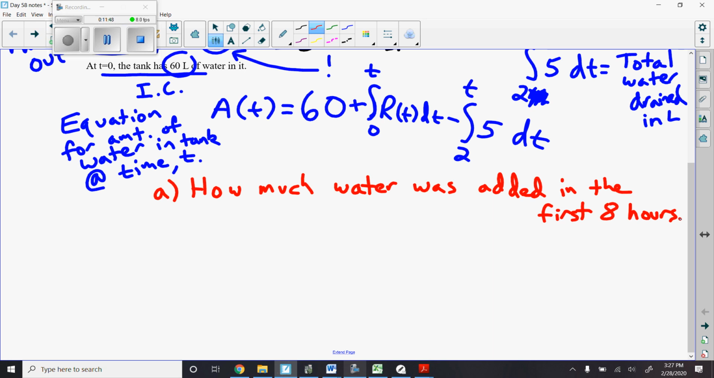So the question is, how much water was added in the first 8 hours? Now, would I use that A of t equation that I just wrote? The answer is no. This is just how much was added, not how much is in there. What's the amount in the tank? This is how much water was added in the first 8 hours. Well, all I have to do here is the integral from 0 to 8 of r of t dt.